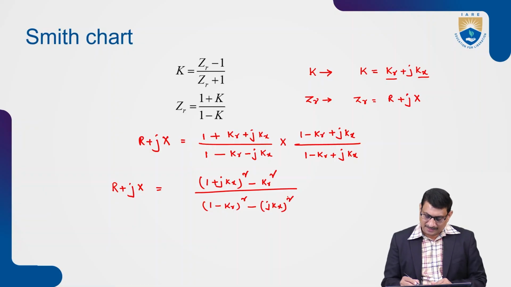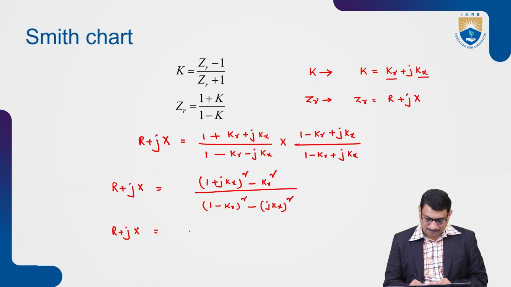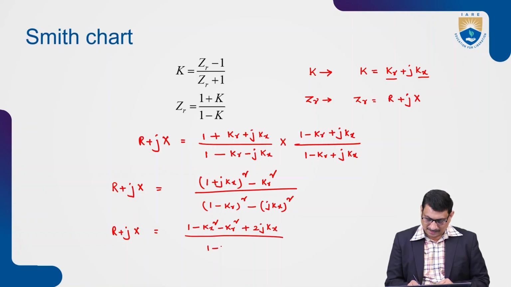If I simplify this expression further, then R plus jX is equal to, starting with the numerator, this is a plus b whole square, so a square is 1 plus b square, that is jKx square, and j square is minus 1, so minus Kx square, then minus Kr square here, then 2jKx plus 2jKx, divided by the denominator, which is 1 minus Kr square.